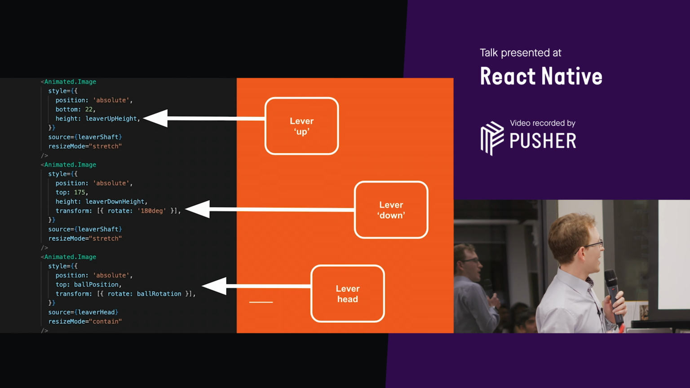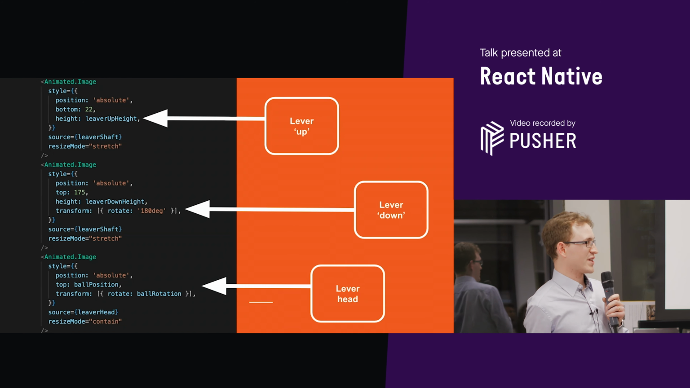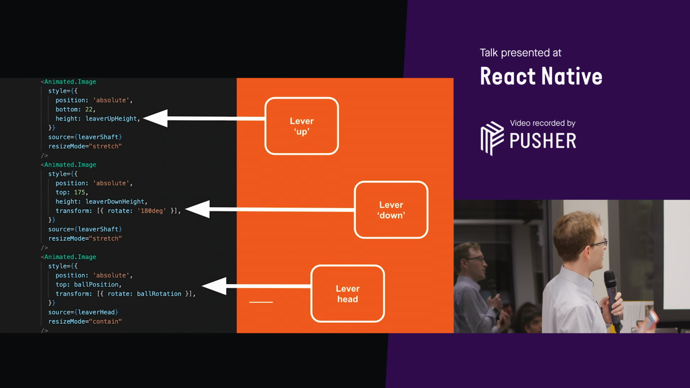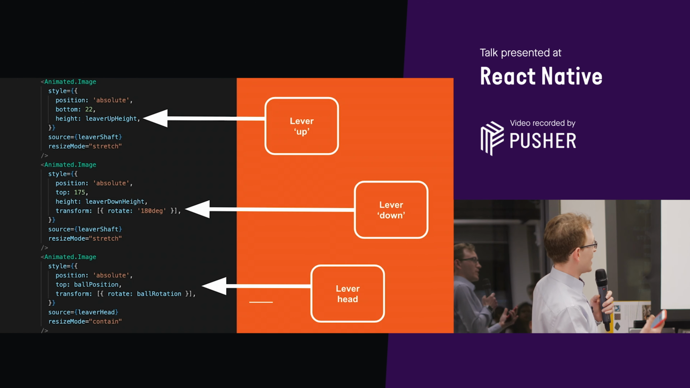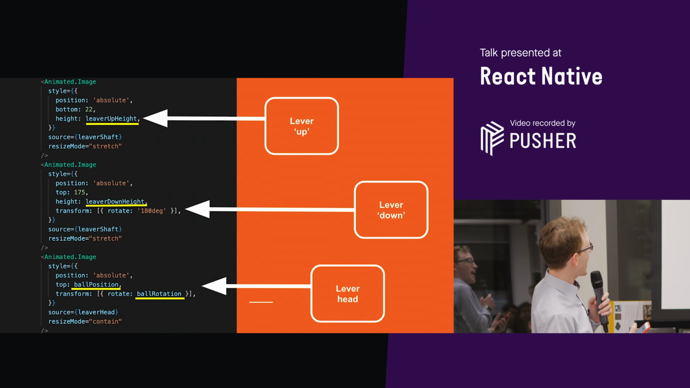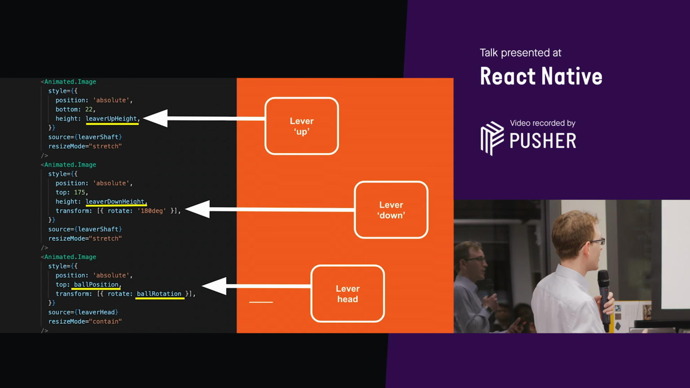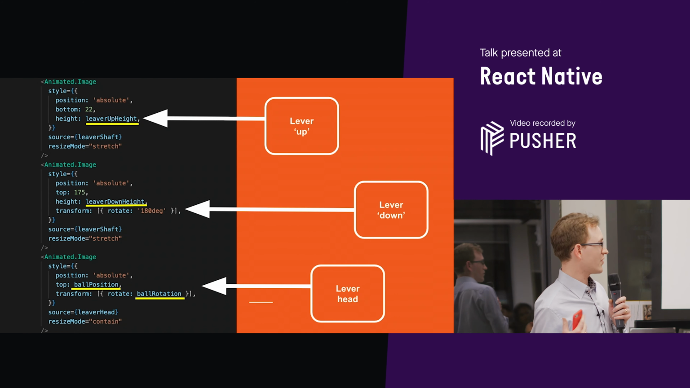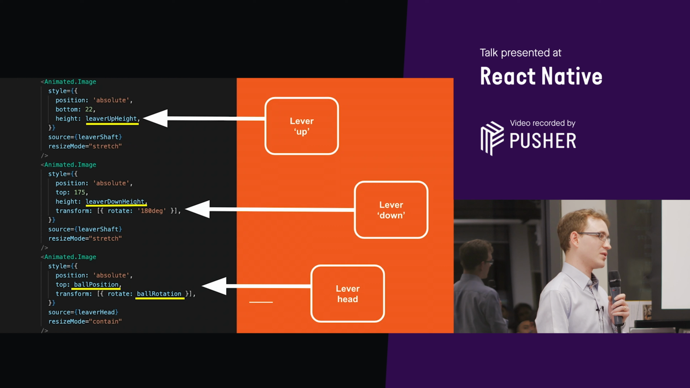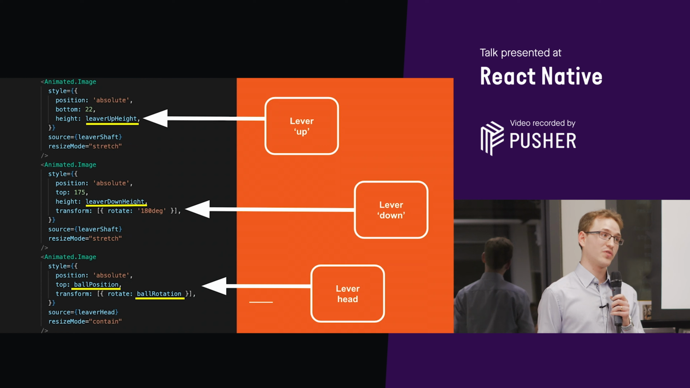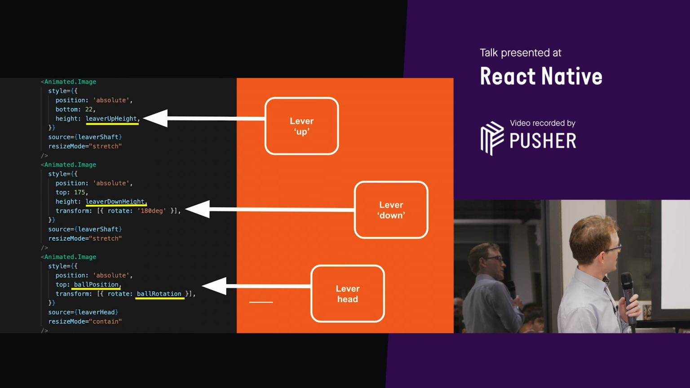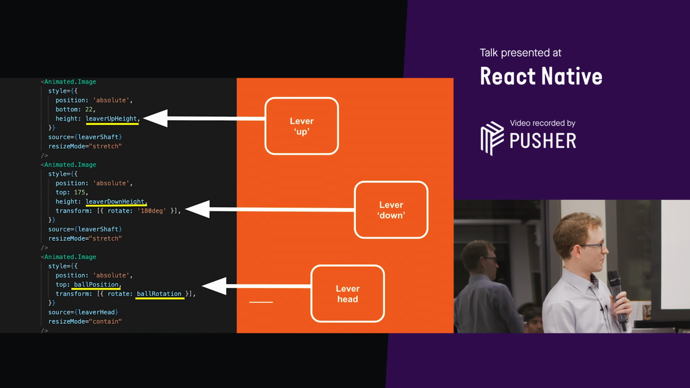And I'm also going to show you here, we can start to build up the actual animated images into our tree now, starting with the lever up, then the lever down, and then the lever head at the bottom. And you can see where I'm actually using those interpolated values, or in the case of the ball position, the actual animated value at the bottom there. It's worth noting that the lever head has to be the last thing that we're putting in the DOM here, because we want it to be rendered on top of all of the other components. So hopefully nothing too crazy going on there.